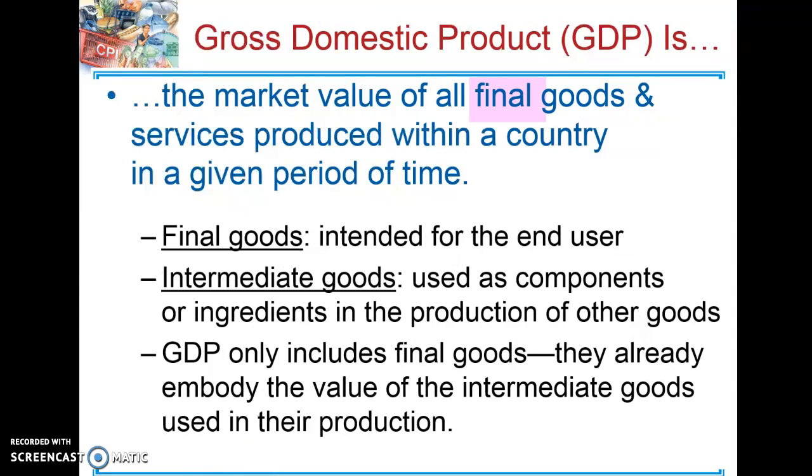Notice that the market value is defined as all final goods and services. A final good is intended for the end user. Intermediate goods are used as components or ingredients in the production of other goods. GDP only includes final goods. They already embody the value of all of the intermediate goods that go into production. So we're not going to include those intermediate goods.